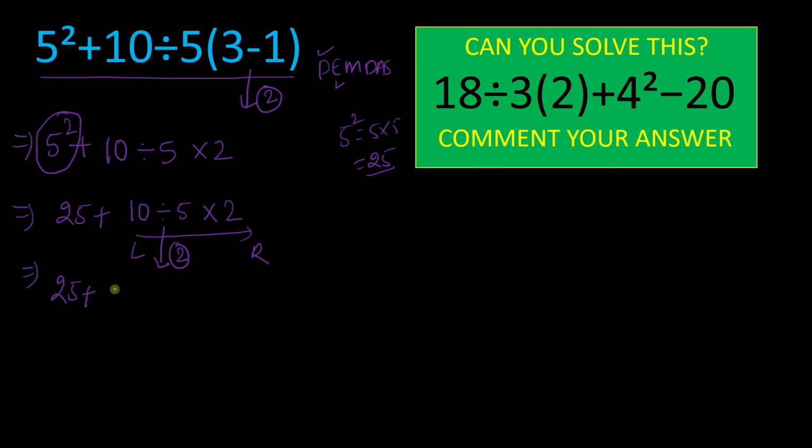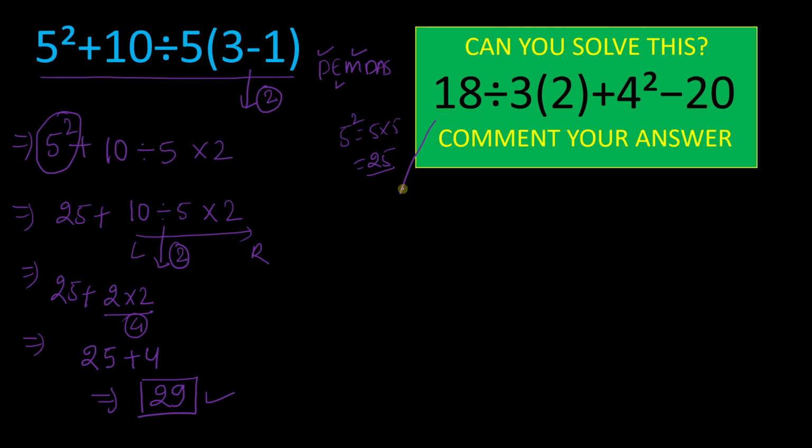Let's move to the next part, 2 times 2, and we will solve for this multiplication. 2 times 2 will give result 4 here. So we can simply write 25 plus 4, and 25 plus 4 will give result 29, which is the right answer.